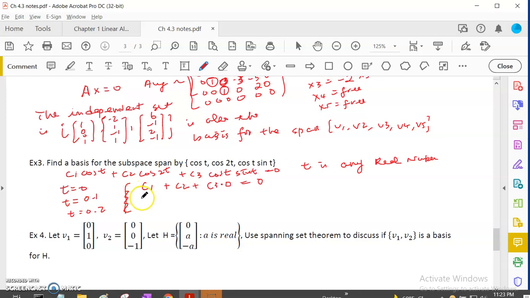And for 0.1, it would be C1 cosine 0.1 plus C2 cosine 0.2 plus C3 cosine 0.1 and sine 0.1. The third one would be C1 cosine 0.2 plus C2 cosine 0.4 plus C3 cosine 0.2 sine 0.2.